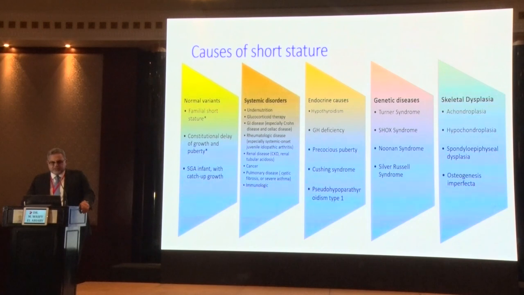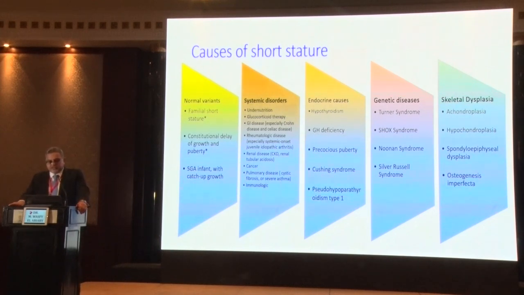Then we have the systemic disorders: gastrointestinal problems, mainly celiac disease, chronic renal disease, cancer, cystic fibrosis, severe asthma, and some immunological ones. Endocrine causes, interestingly, do not account for that much; about 5 to 8% of short children have an endocrine etiology, mainly hypothyroidism, growth hormone deficiency, precocious puberty (you'll start tall, but you'll end short), Cushing syndrome, failure of height attainment, and pseudohypoparathyroidism, just as examples.